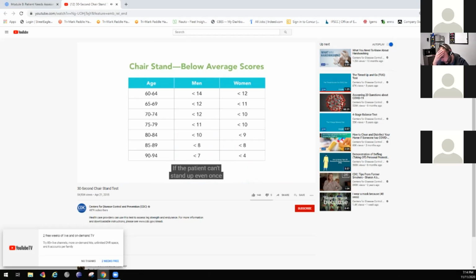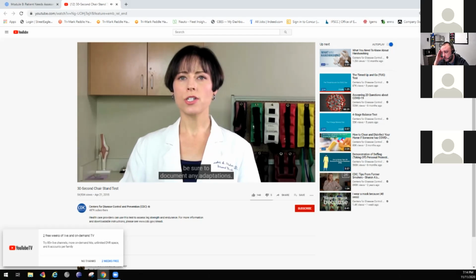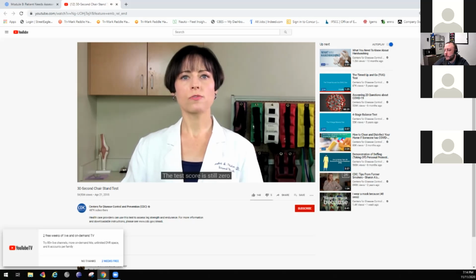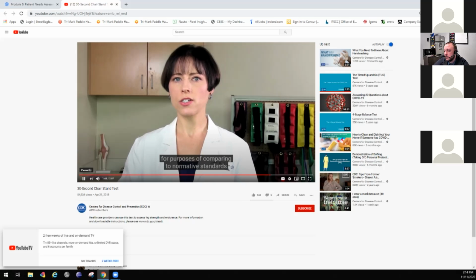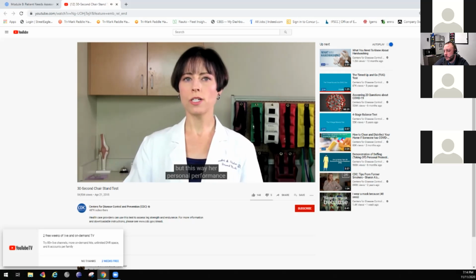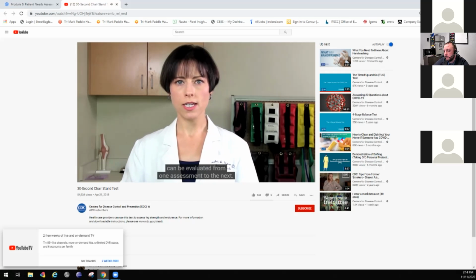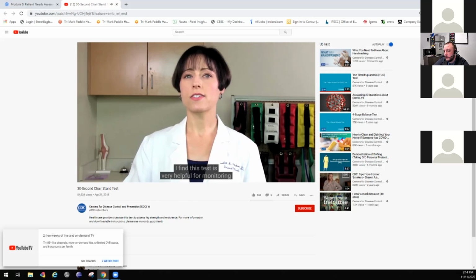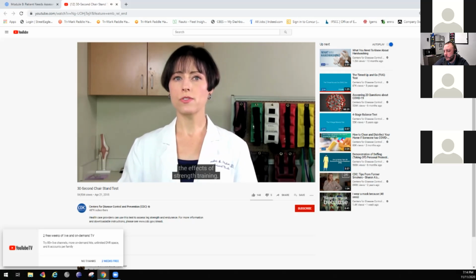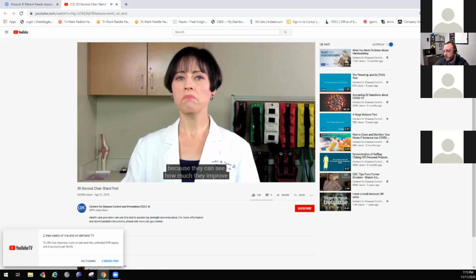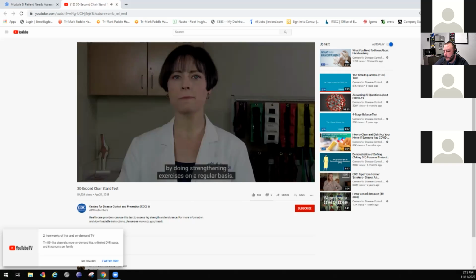If the patient can't stand up even once without using her hands, allow her to push off using a hand on the chair. Be sure to document any adaptations. The test score is still 0 for purposes of comparing to normative standards, but this way her personal performance can be evaluated from one assessment to the next. I find this test is very helpful for monitoring the effects of strength training. It's also useful for motivating patients because they can see how much they improve by doing strengthening exercises on a regular basis.